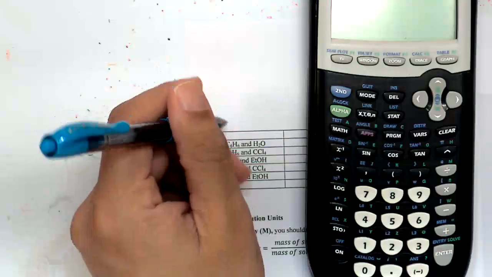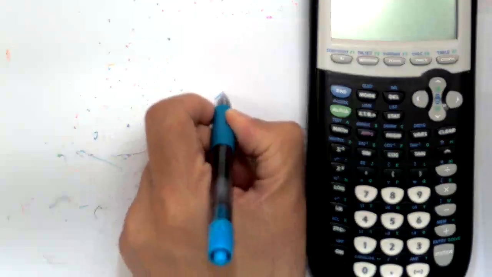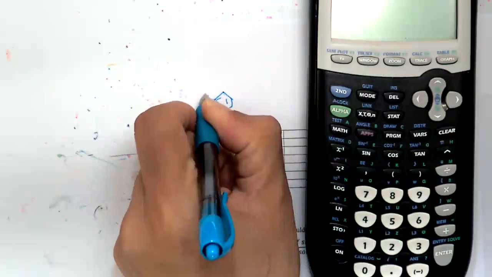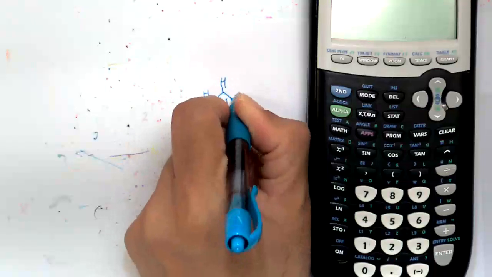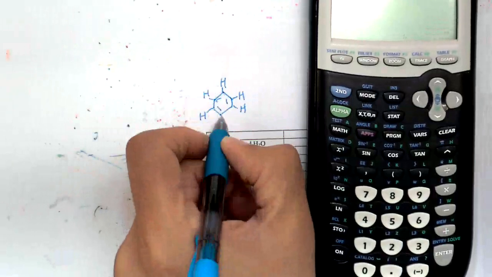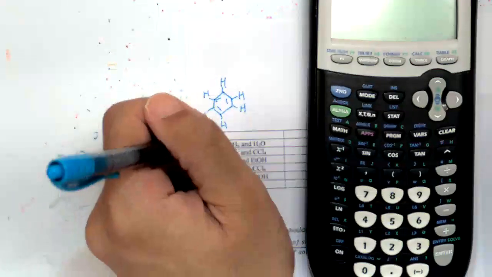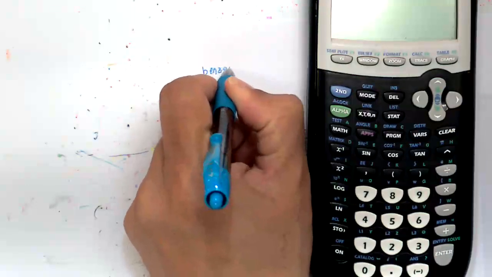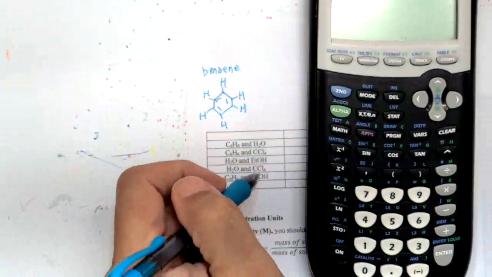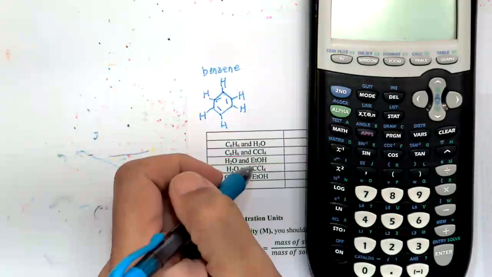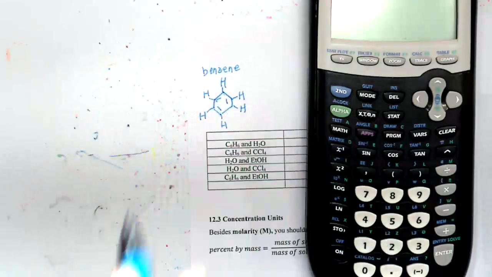All right, so we have C6H6, which is benzene. Remember what benzene looks like? Each of these points represents a carbon, and then we have some hydrogens here. That's C6H6, which is benzene. Will that be miscible or immiscible with water, H2O? Very good, it will be immiscible.